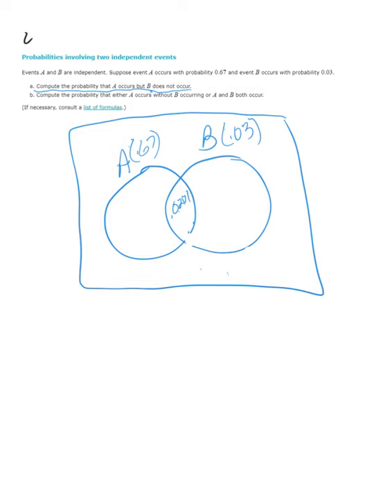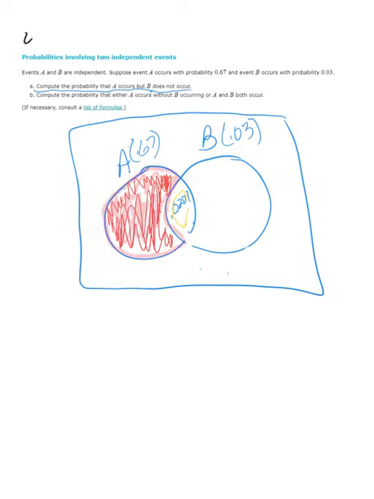So if we think about that from a visual standpoint, here's A occurring without B occurring. Because if I come in here and start shading this part in, then I'm into B as well. So I really only want this part out here. All of this is what I want.